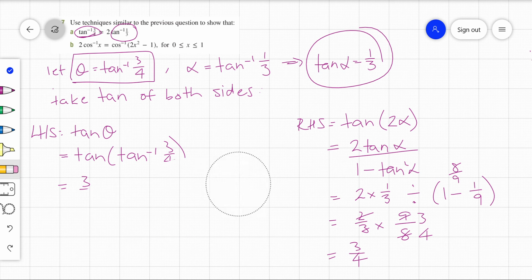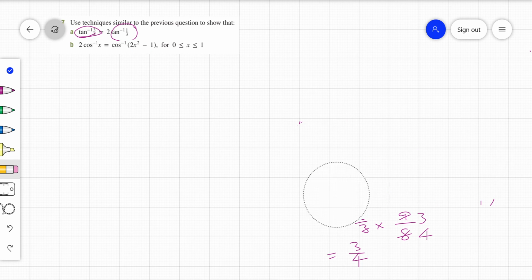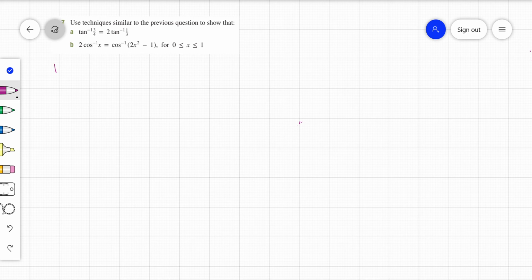All right, and I'll do exactly the same with B. So let theta equal, in this case, the angle would be inverse cos x on this side. And then you can see that I'm going to take cos of both sides anyway. And alpha equal, this whole thing is the angle. There we go, that's the angle. Inverse cos of 2x squared minus 1.